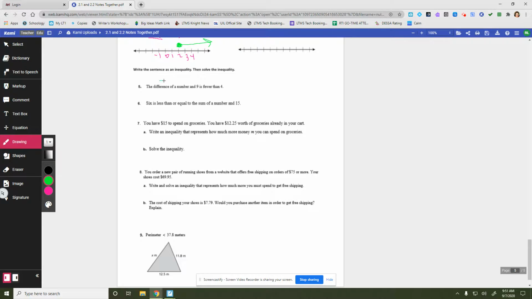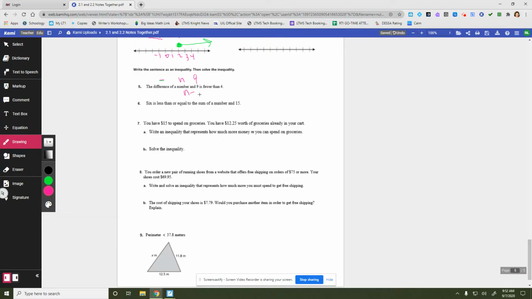The difference of, so immediately I know difference really means subtraction. So I know I'm going to be subtracting here. A number, well, I don't know what that is, so I'll call that n, and 9, so that's already a number, is fewer than. So let's think about what that symbol means. That means an inequality, right? So let's start writing this in. So the difference of a number and 9, let's go ahead and write that.